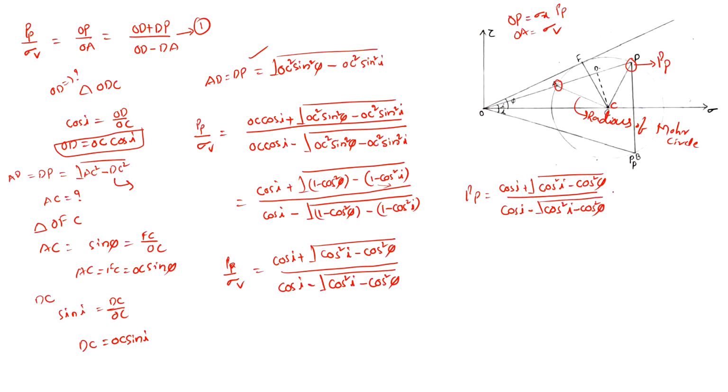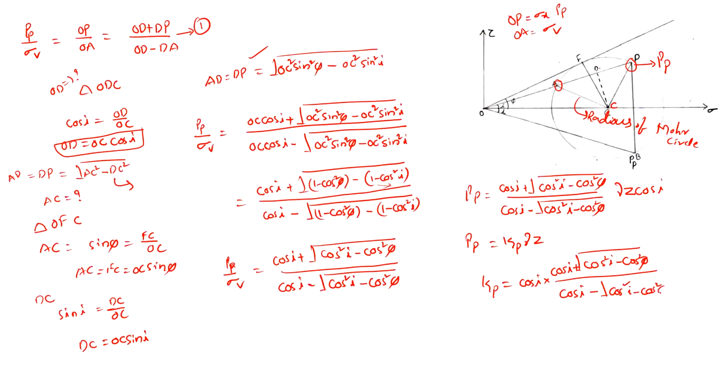Sigma V we can write like this: gamma Z cos i. Here we can write the passive pressure as Kp into gamma Z. So here Kp is nothing but cos i into the expression cos i plus root over cos square i minus cos square phi, divided by cos i minus root over cos square i minus cos square phi. This is the formula for Kp.